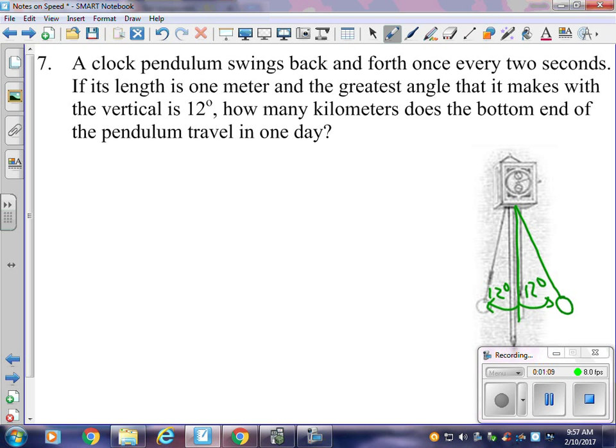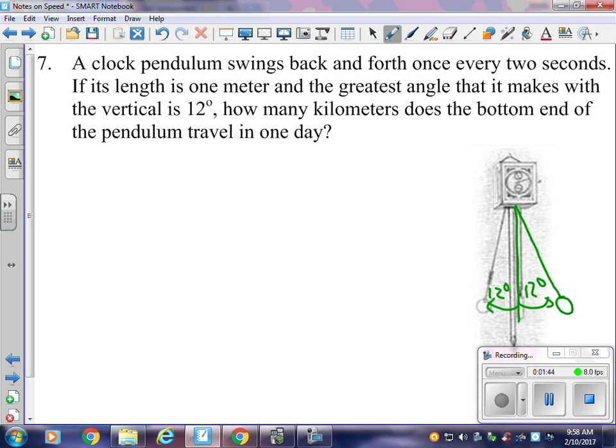It says, how many kilometers does the bottom end of the pendulum travel in 1 day? So this is going to help a lot of you who maybe had trouble last night with some of the conversion factors. I think there was at least one question, maybe more. They asked you to change it from maybe centimeters to meters or seconds to minutes, or they made you change the units, and maybe you weren't familiar with that process. Well, this problem is going to help reinforce how to change units.